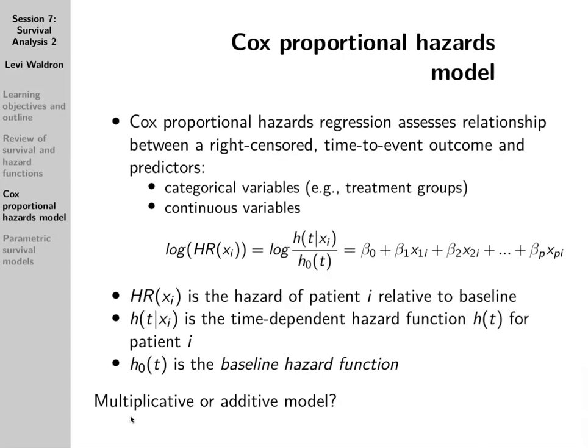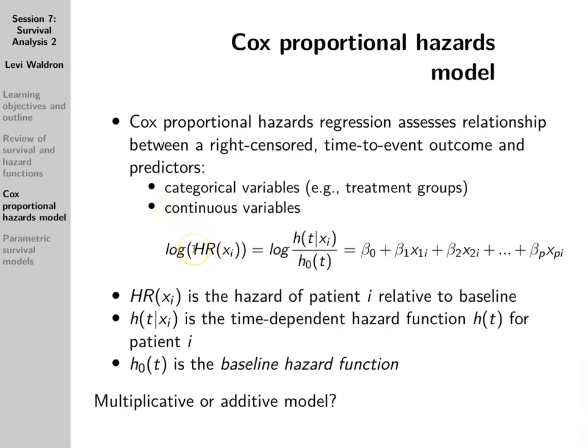So what will this look like now for the Cox proportional hazards model? This model we use to assess the relationship between a right-censored time to event outcome and predictors, where the predictors can be categorical variables such as treatment groups, as we just used in an example, or continuous variables.